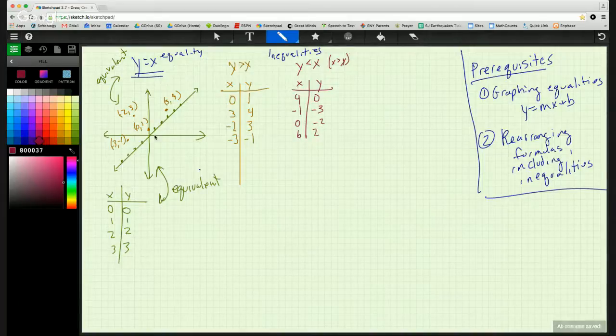So let's graph these guys. 1, 2, 3, 4, 0. -1, -3. 0, -2.